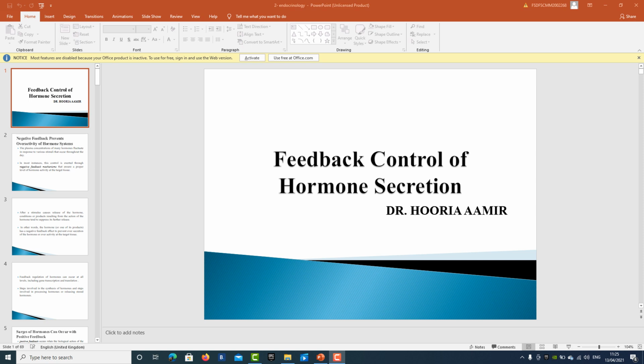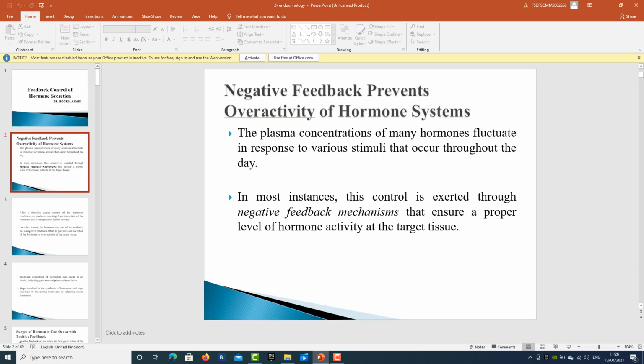And today we are going to learn about the feedback control mechanism of hormone secretion. Now, as you all know, there is a control system of hormones in our body, which is most likely and up to some extent controlled by the feedback mechanisms. Now, the feedback prevents overactivity of the hormone systems.